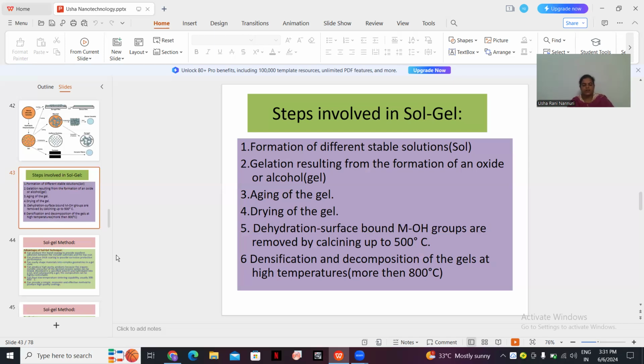The largest particles are formed at higher temperatures. Zirconium and yttrium gels can be similarly produced by the sol-gel method. Here are the steps involved in the sol-gel method.